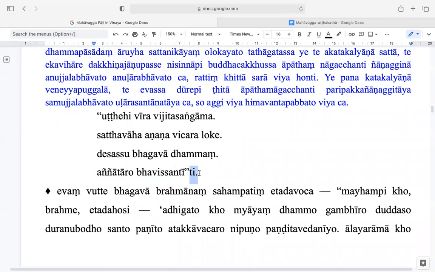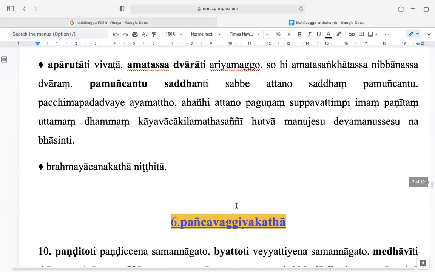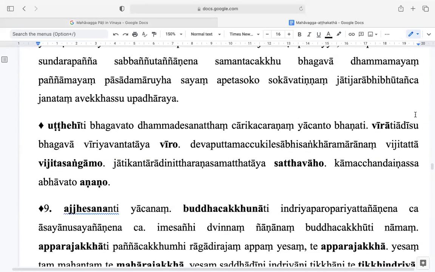Okay, in this line, the words Vira, Vichita Sangama, and Sattha Vaha Anana are explained in the commentary. Here, Vira Otehi, Otehiti. Commonly in commentary, the word which should be explained is put together with iti, like otehiti. But for the latter one there is no explanation about that word, either in meaning, in word, or in grammar, just information here.